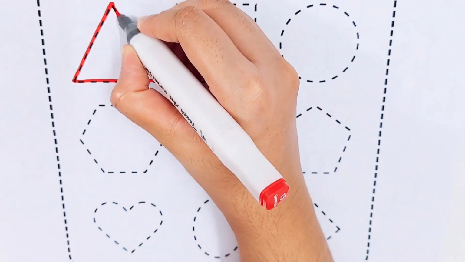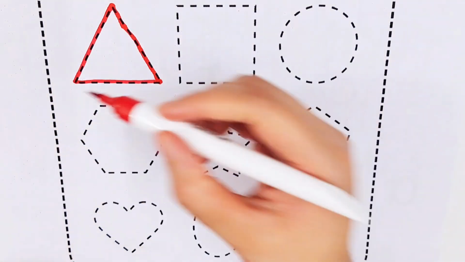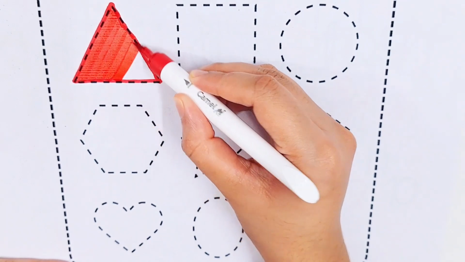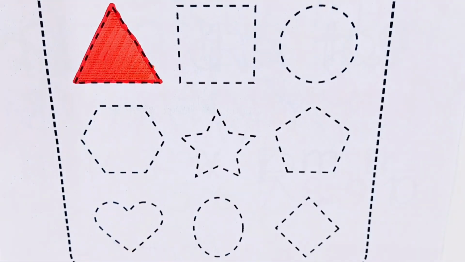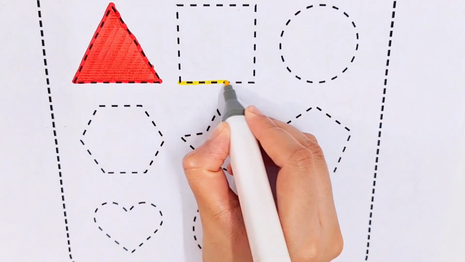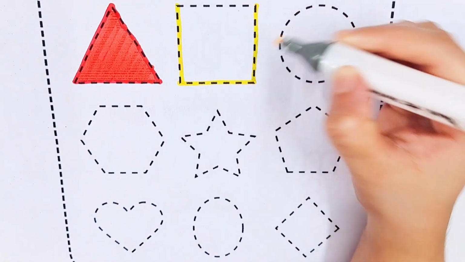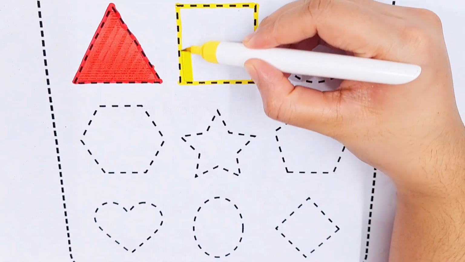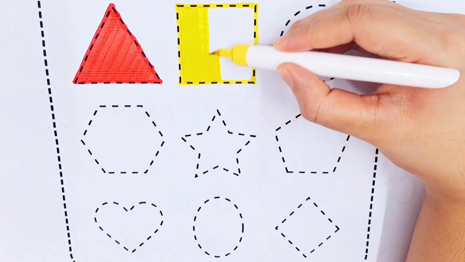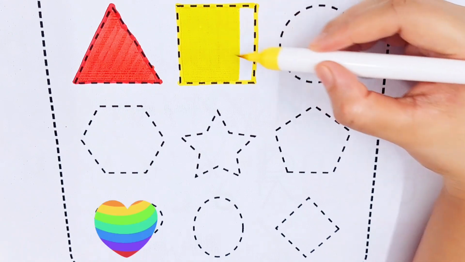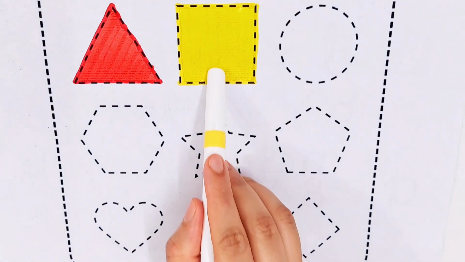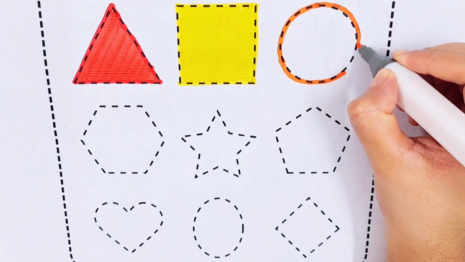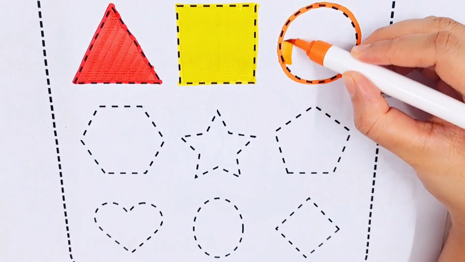Triangle. Red color. Triangle. Square. Yellow color. Square. Circle. Orange color.